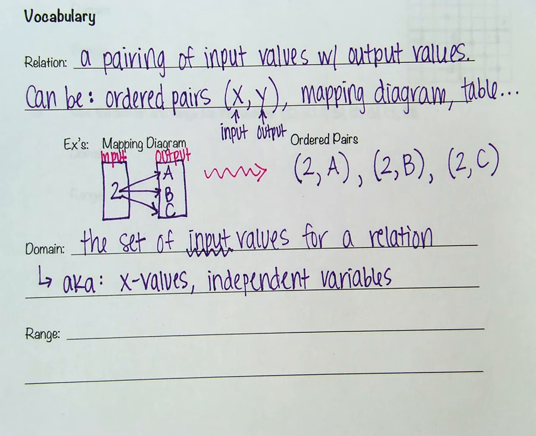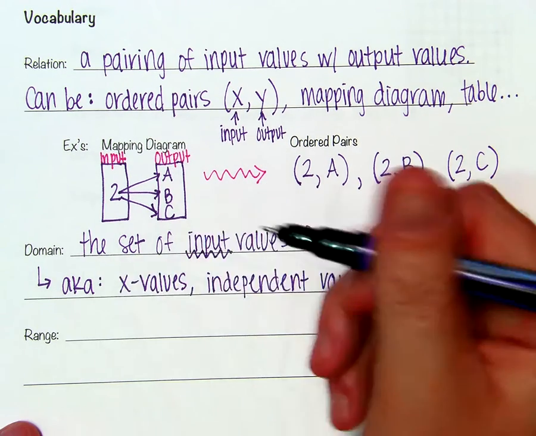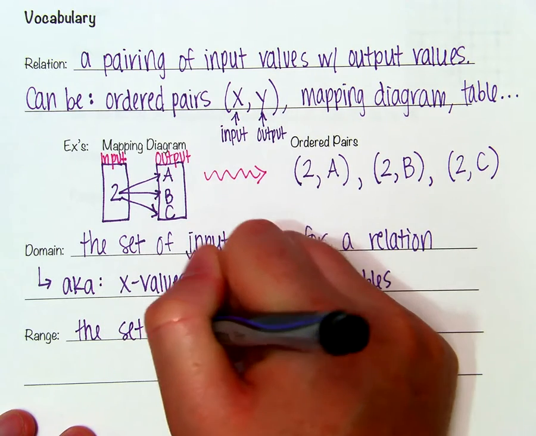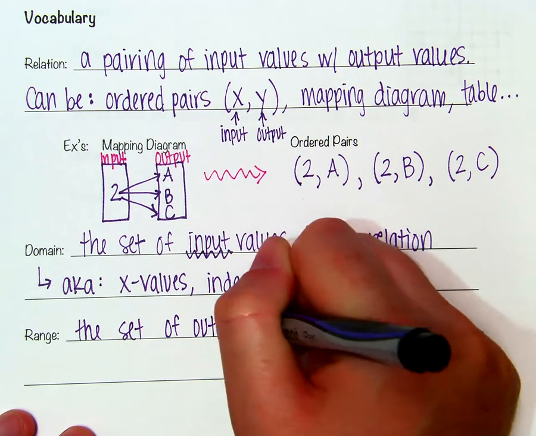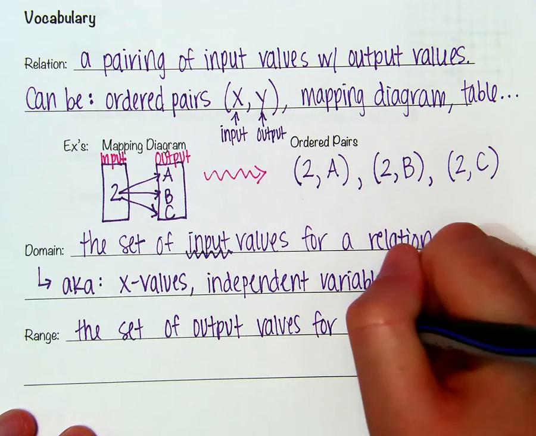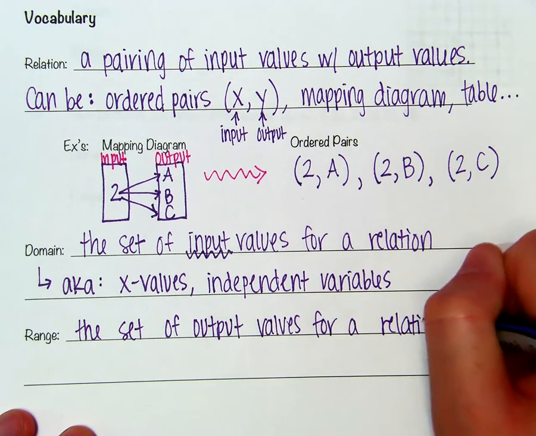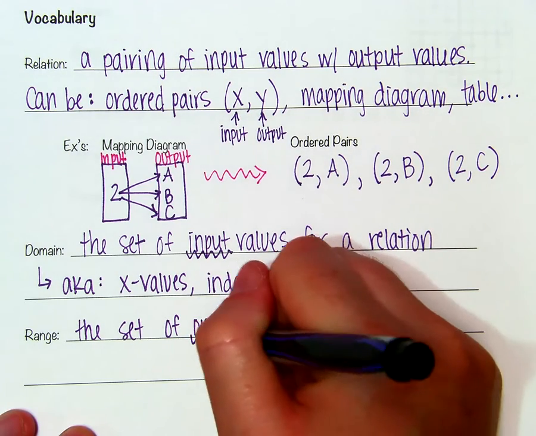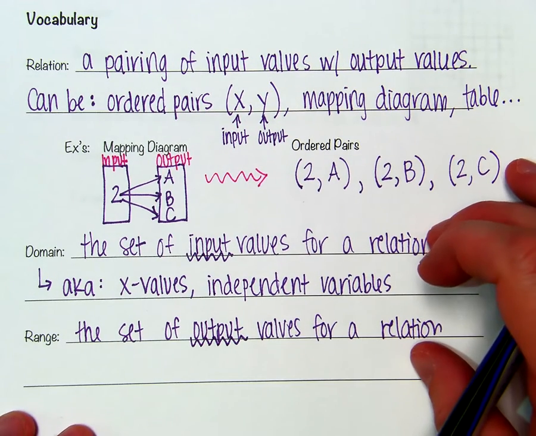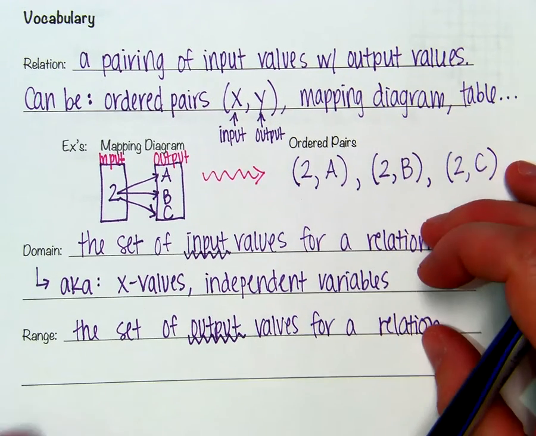The range is the set of output values. So we're going to write the set of output values for a relation. All right, so underline that output there, because that's the only difference between these two definitions. It's the fact that domain's the input, whereas range is your outputs.